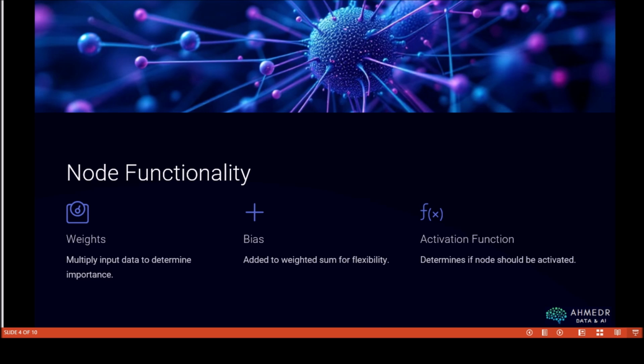Now let's talk about the node's functionality. Each node in the network takes input data multiplied by its weight, adds a bias, and then passes it through an activation function. The activation function is crucial, which helps the network decide whether a node should be activated or not based on the data that it receives. Common activation functions include rectified linear unit (ReLU) and sigmoid.